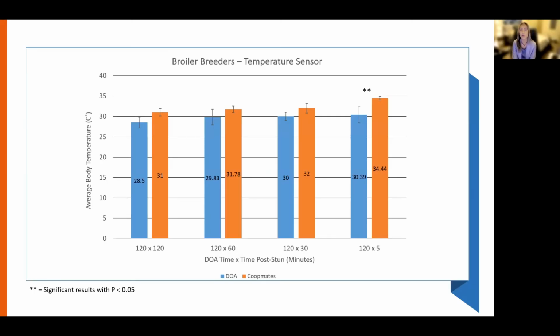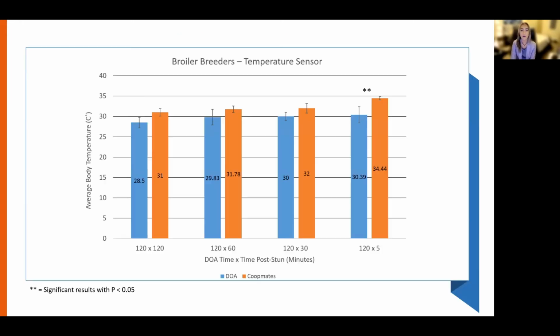First, I'd like to go over our broiler breeders using the temperature sensor. On the x-axis, we have our DOA time plus our time post-stun in minutes. On our y-axis, we have the average body temperature amongst the coop mates from the highest point of their body temperature. So it was the average of the coop mates, but the highest point of the coop mates.